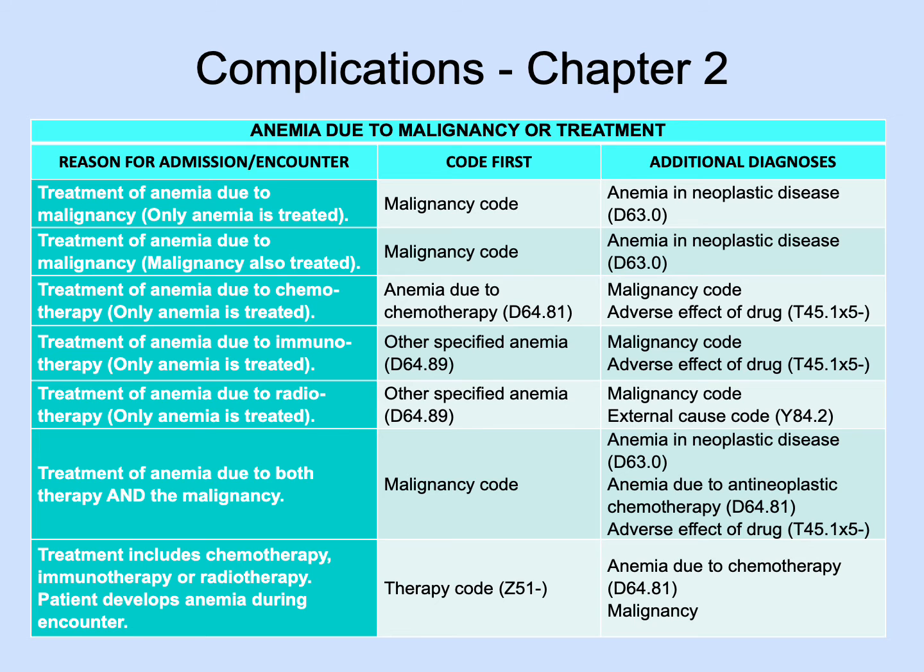Okay. Treatment of anemia due to both therapy and the malignancy. Malignancy code is first. So a lot of really specific sequencing rules, okay? Malignancy code, anemia in neoplastic disease, anemia due to antineoplastic chemotherapy, and adverse effect of drug. So if the treatment includes chemotherapy, immunotherapy, or radiotherapy, and the patient develops anemia during the encounter, you do the therapy code, the Z51 code, and then anemia due to chemotherapy, D64.81, and then the malignancy.